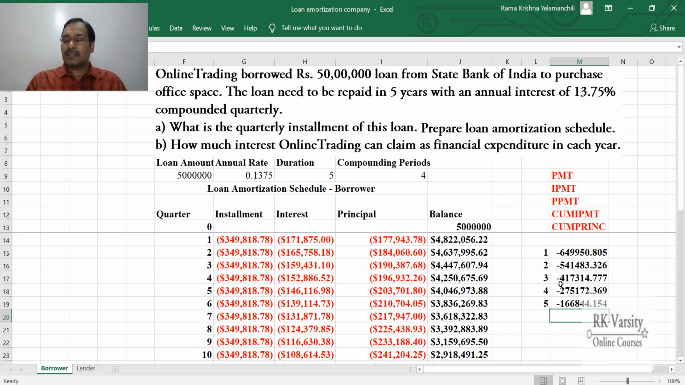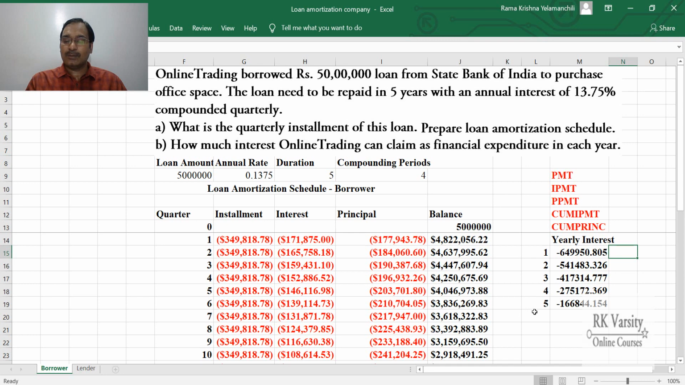So this is how you can calculate the year-wise interest. This we can say is the yearly interest. So first year you pay 6,49,000, second year 5,41,000, third year 4,17,000, fourth year 2,75,000, and fifth year 1,66,000 towards interest payment. So this interest amount you can show as an expenditure in your profit and loss account.